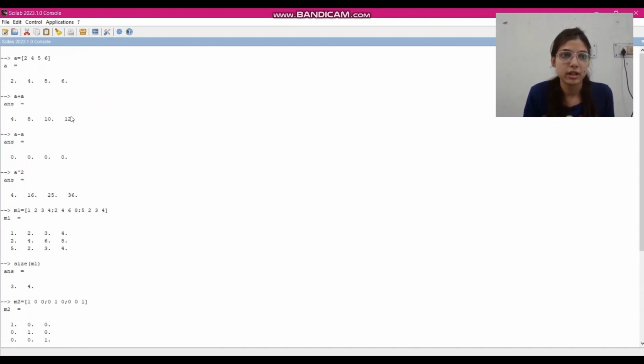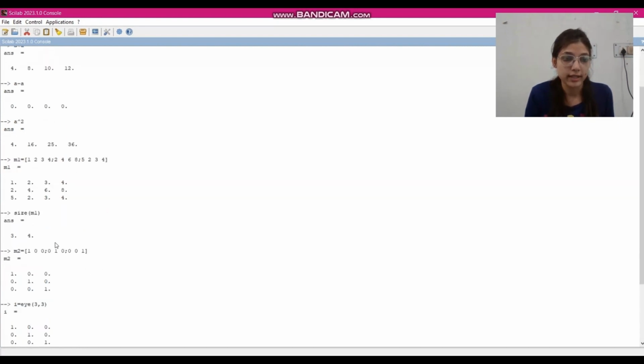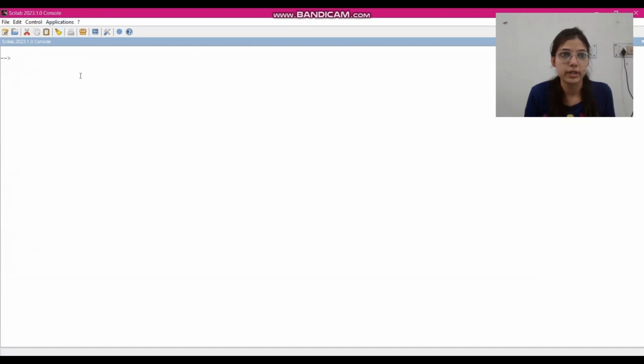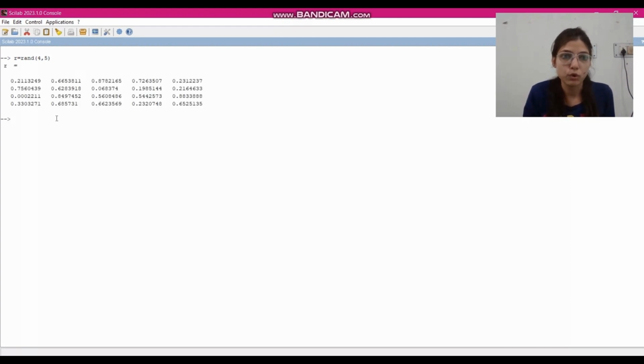Now again I'll clear the console page because we're doing so many things here, starting from arrays, then matrix M1, size of matrix, identity matrix. So we'll clear the console page and move to another thing, the random matrix. R is the random matrix. We write a random matrix as rand(4,5). It will generate a matrix with 4 rows and 5 columns with random entries. This is how we generate a random matrix.